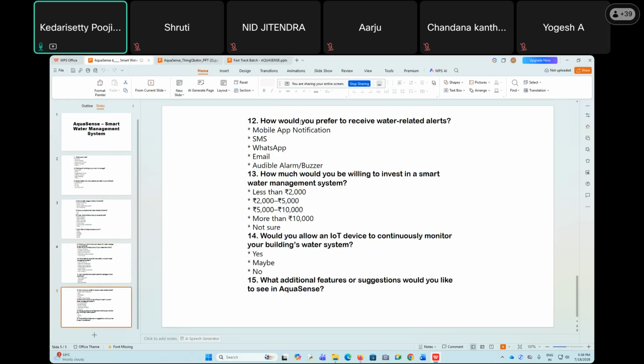And next comes, how would you prefer to receive water related alerts? Like how people are interested in getting alerts if water is wasted or if the tank is full. And then how much money are they interested to invest in a smart water management system? My next question is, would they allow an IoT device to continuously monitor their building water system? For this question, I have explained what I have been working on. And then, what additional features or suggestions could they give me for this?